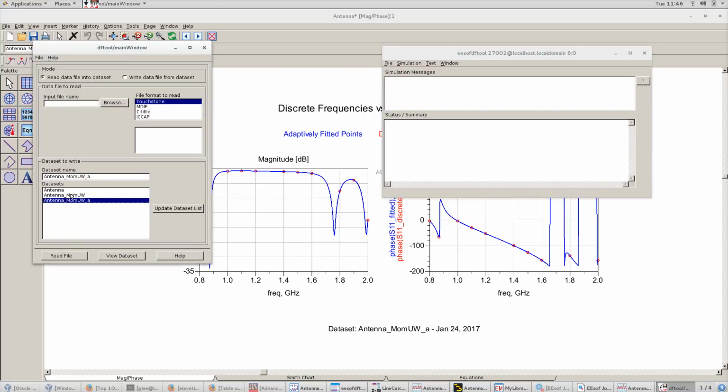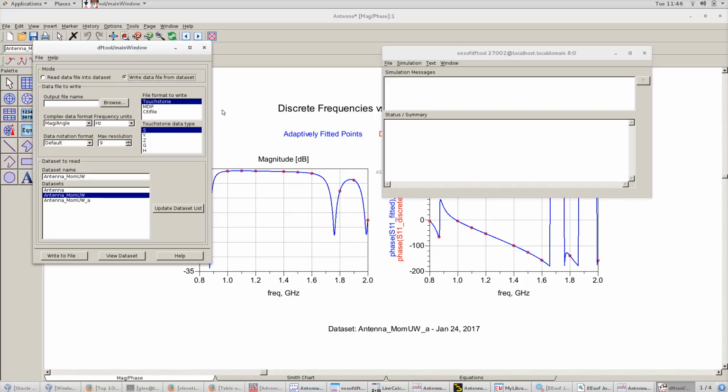And I'm going to go ahead and create a data list with a touchstone file. So write data file from dataset. And I think it's MOM-A that I have to use. We'll find out in a second. I'm going to set this to real and imaginary and keep it in Hertz. S touchstone file, output file name.